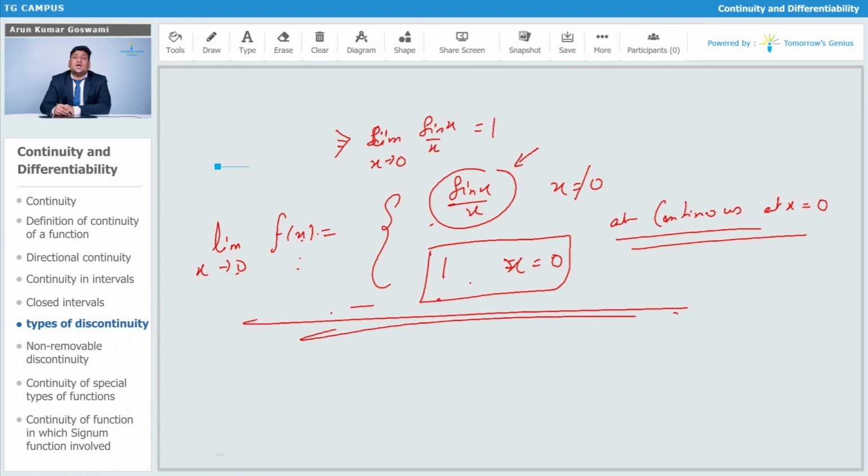So this is called removable discontinuity. It means we remove the discontinuity. Now my function is continuous. Okay.